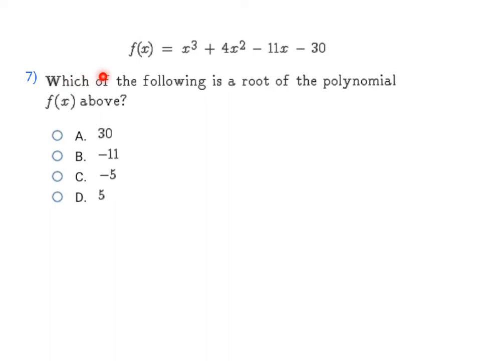This question here is asking which of the following is the root of the polynomial f of x above. So which of these is a root means that when I plug the correct answer into this equation, I'm going to get 0. So I just have to test each one of them out. So I'm going to substitute for letter A to test it out. I'm going to substitute 30 in for x. So everywhere that I see an x, I'm going to substitute in the number 30.